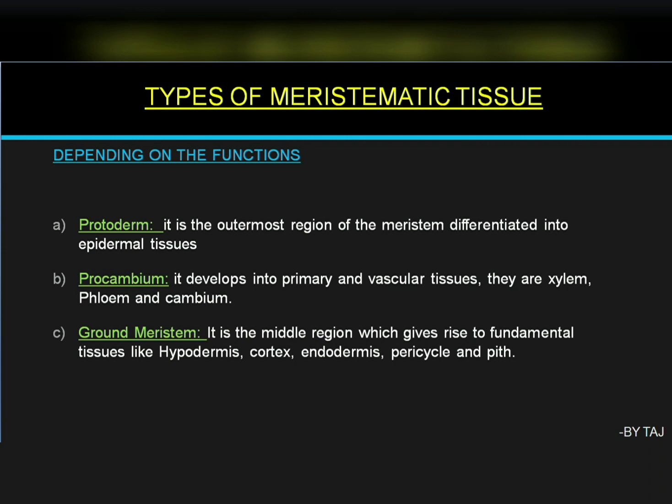So in this class we have discussed the types of plant tissue, in that meristematic tissue and permanent tissue. Meristematic tissues are again classified depending on the origin, the development and the function. Depending on the origin, it is classified into three types: apical meristem, intercalary meristem and lateral meristem. Depending on the development: primordial meristem, primary meristem and secondary meristem. And depending on the function: protoderm, procambium and ground meristem. So this is all about the types of meristematic tissue. In the next class we will discuss permanent tissue.